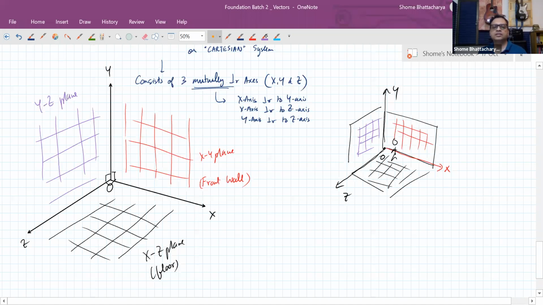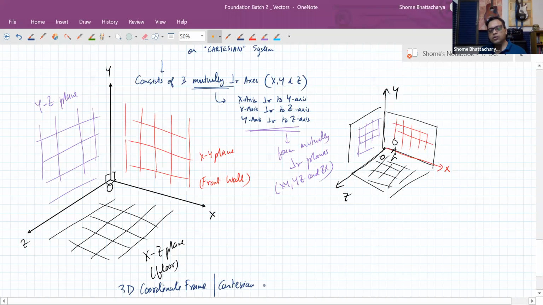Okay, so you can see that the system of mutually perpendicular axes also forms mutually perpendicular planes, that is xy, yz and zx. Okay, so this is a three-dimensional coordinate frame, the way we visualize it, or what is called a Cartesian coordinate frame, or also called a rectangular coordinate frame. They are one and the same thing, all these names.